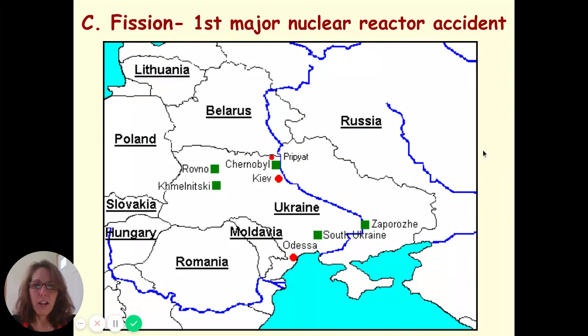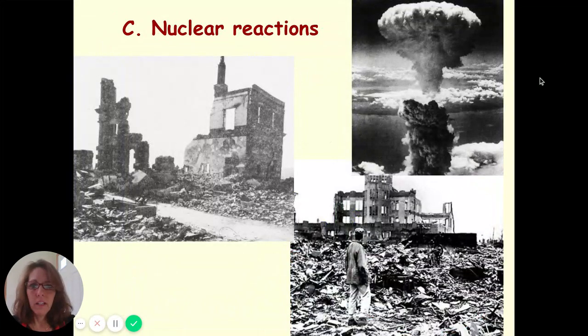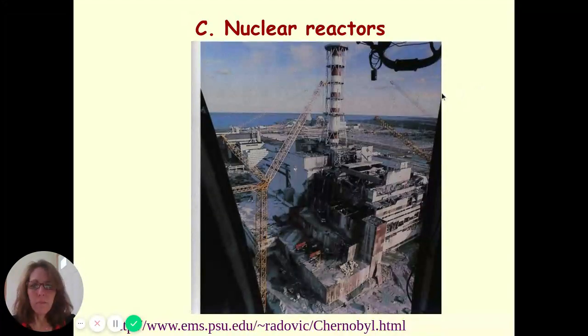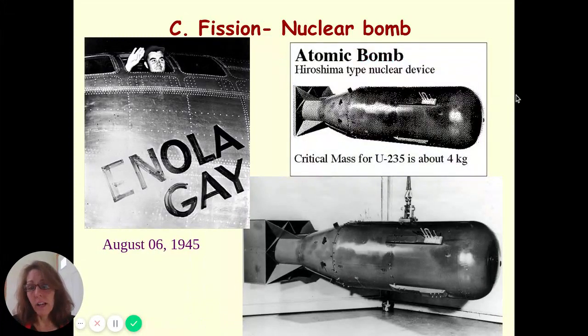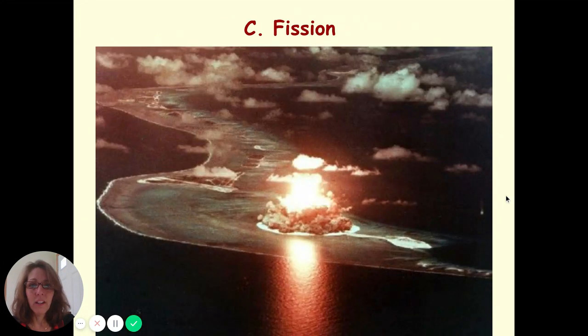Where the first major accident happened in Ukraine, at Chernobyl, and some other stuff with this. Again, it's a really cool tie-in with your history class. Hopefully you talked about that. We talk about the nuclear bombs as well, how much mass you had in here, 4 kilograms of uranium. That's it. That's all you needed was 4 kilograms of uranium to create that destruction.